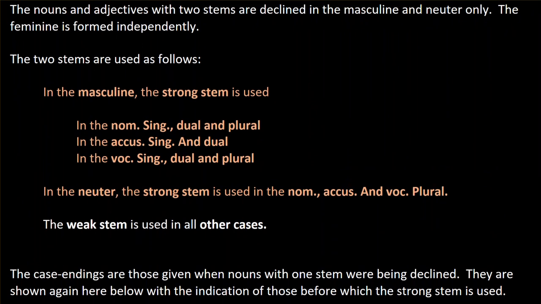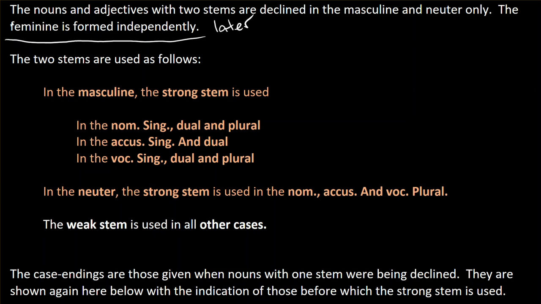So as you go along in the course, you're going to see what makes declining nouns with two stems different from declining a noun that ends with a consonant that has one stem. You will see the difference as we go along, and you might actually see it here. So the nouns and adjectives with two stems are declined in the masculine and the neuter only. The feminine is formed independently, and that we're going to learn at a later time. You don't have to worry about that right now.